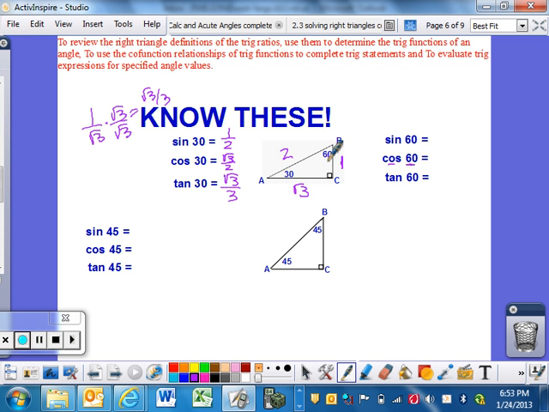Now if I look at 60 degrees, how do I figure out cosine? What's my adjacent? It's 1. It's talking about the same side over 1/2. That's why that works.